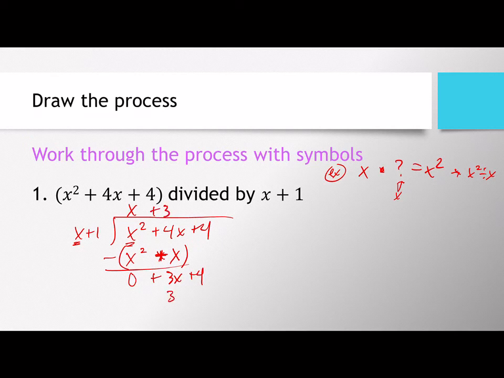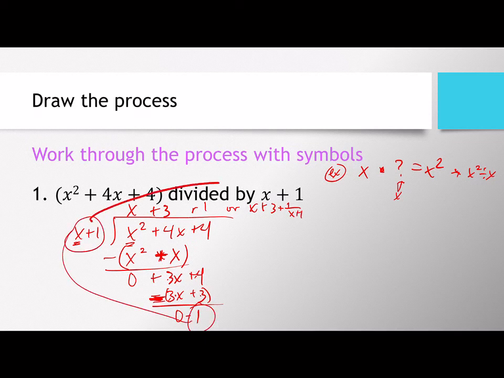We have 3x plus 3. When I subtract it, I do my 3x minus my 3x, 0. 4 minus 3 is 1. Okay, so it's remainder 1, or x plus 3 and 1 over x plus 1. Because you take the remainder, put it with the divisor, put it over here as the fraction.